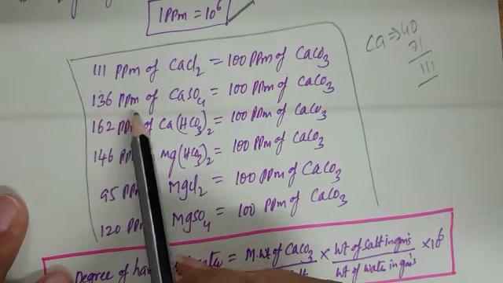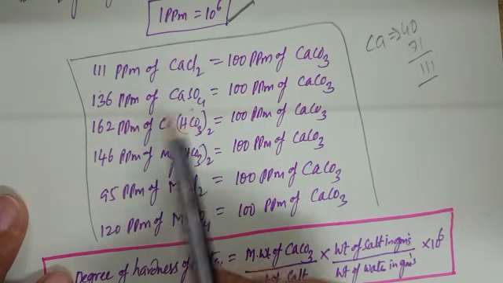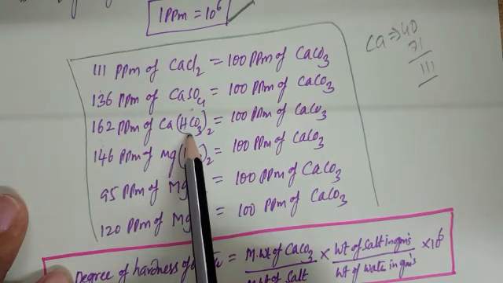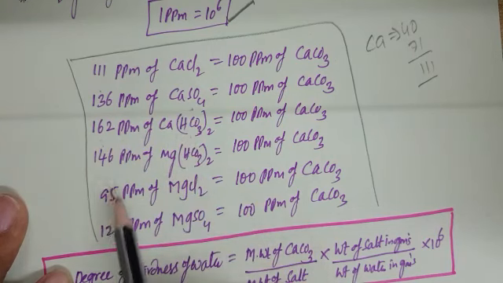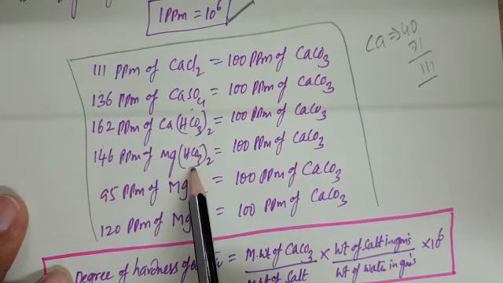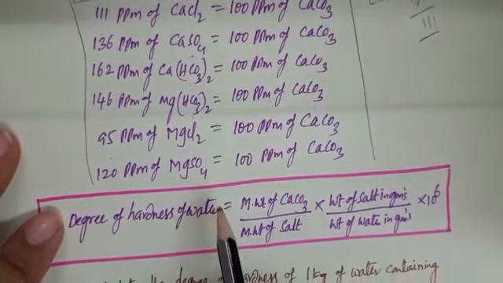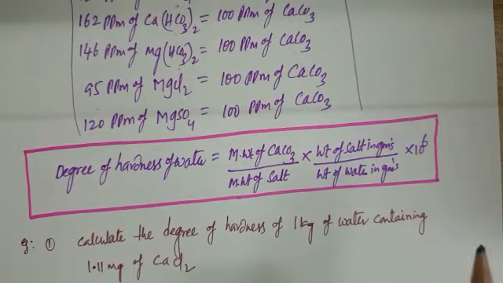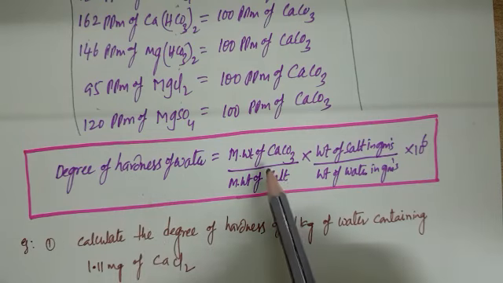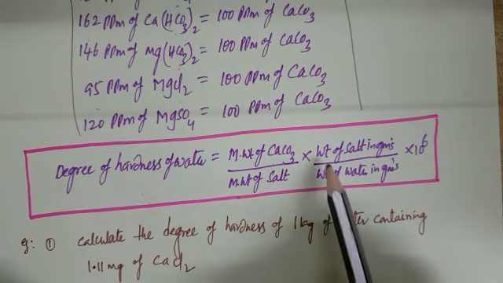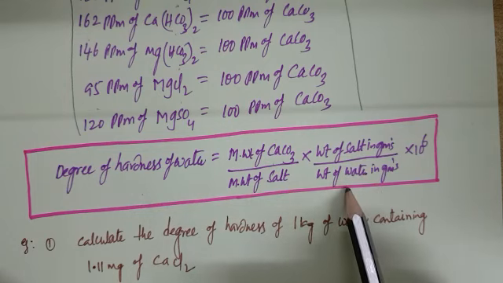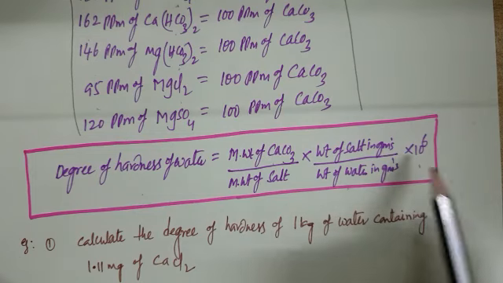Similarly, 136 is the molecular weight of CaSO4. 162 is the molecular weight of calcium hydrogen carbonate. 146 is the molecular weight of magnesium hydrogen carbonate. 95 is the molecular weight of magnesium chloride. 120 is the molecular weight of magnesium sulfate. And today we discussed it in the class also. Degree of hardness is equal to molecular weight of CaCO3 by molecular weight of the salt, into weight of the salt in grams by weight of the water in grams, into 10 power 6.